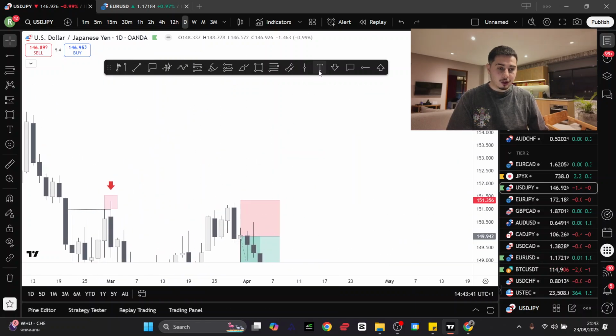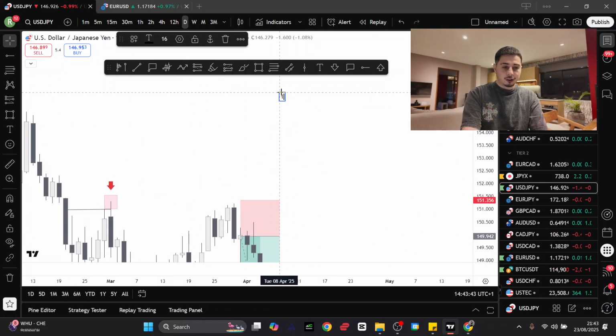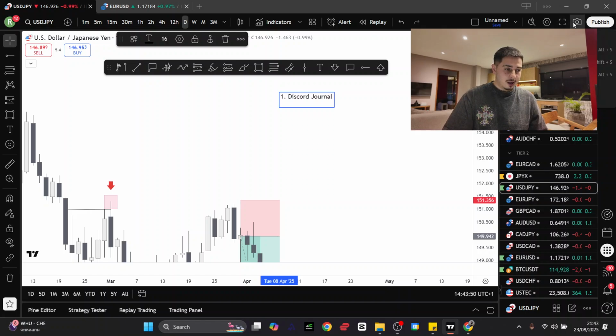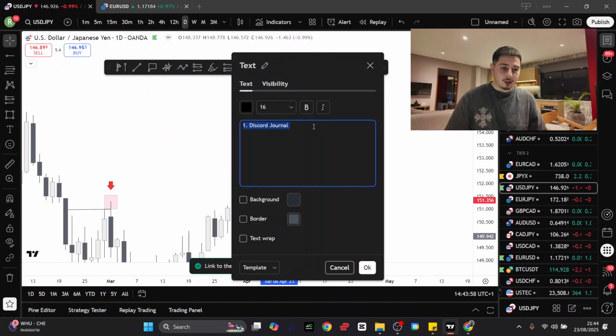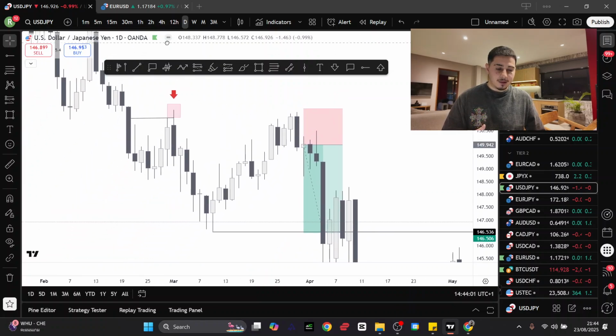I personally have 2 journals. So I have a Discord journal, which I basically take screenshots of my trade. So I go to the top right hand corner here and I take a snapshot and I click copy link. And then I paste that in my Discord. So it's a visual journal, so I can see just like this, how the trades have gone.